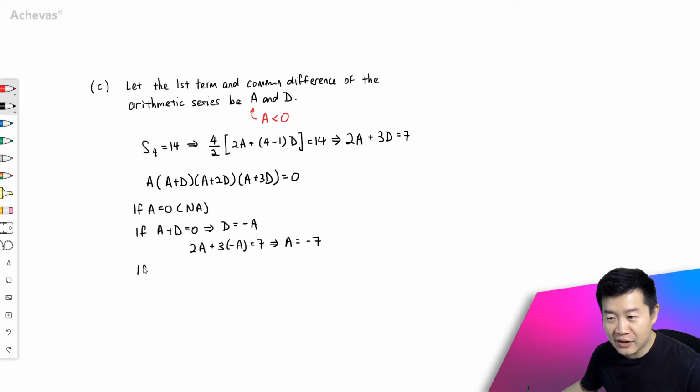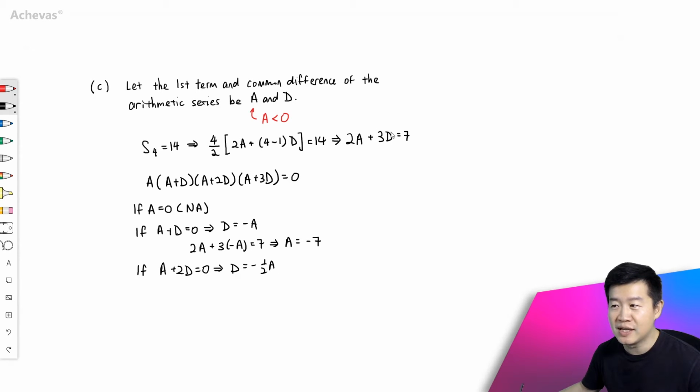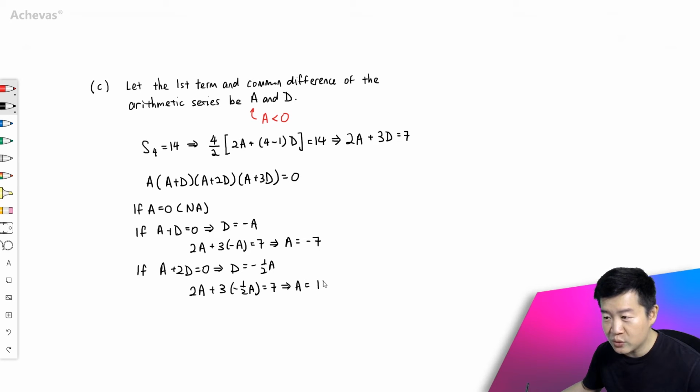Let's test the other possible values for a. Another possibility is a plus 2d, which should be equal to 0. This tells us that d must be equal to minus half a. Once again, if I substitute d is equal to minus half a into 2a plus 3d, which is minus half a, this is equal to 7. This will help us to work out the value of a to be equal to 14. And 14 is not applicable because a must be a negative number.